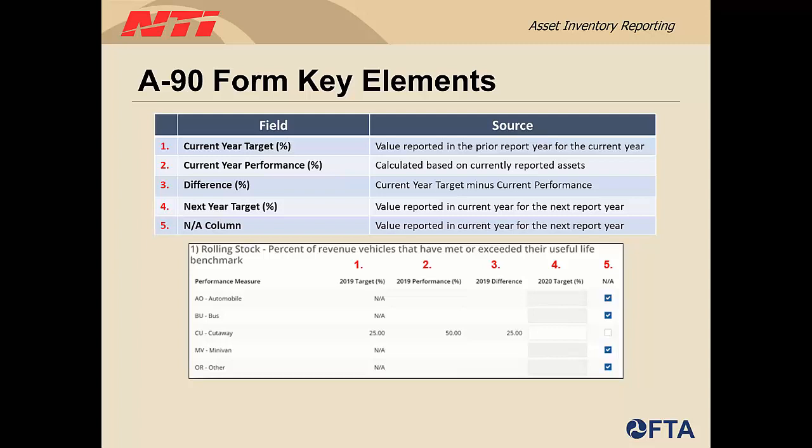The next year target will be the field that you will be required to report on in the current report year, and you'll enter a value that will correspond to the target for the upcoming fiscal year. Lastly, the NA column is where your agency can select a checkbox for not applicable for any asset types that your agency does not have or does not have a target for.